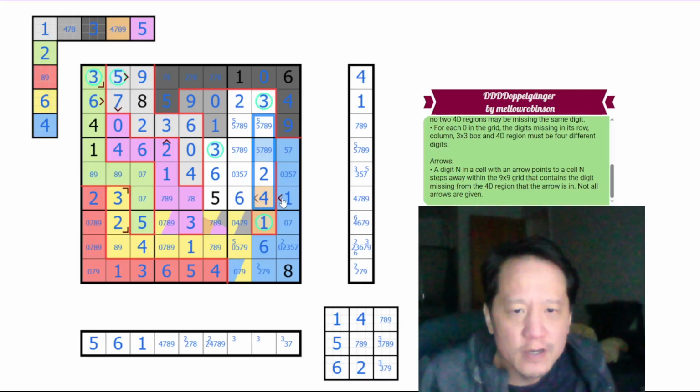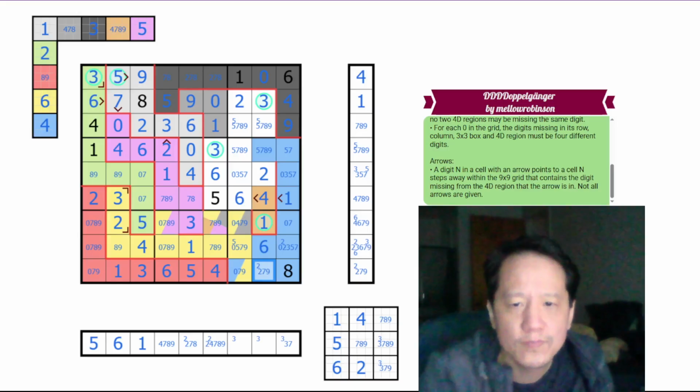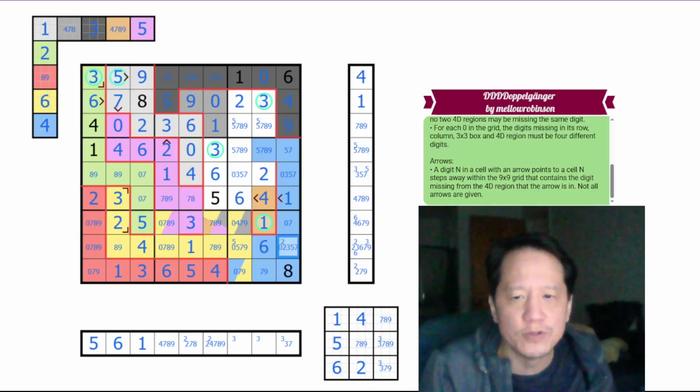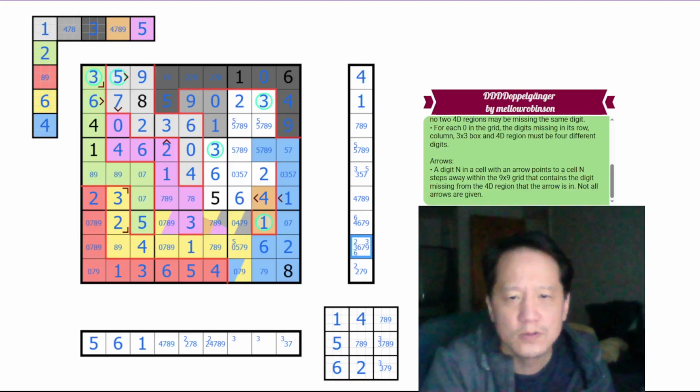Oh boy. Okay. So 2 eliminates 2 here. Which means 2 in the blue region is here. So this can't be missing a 2 here. So we're missing a 2 in column or row 9.